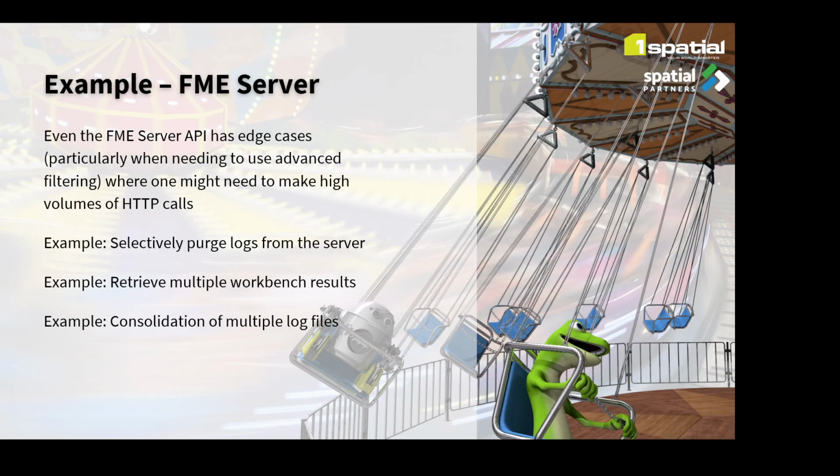And lastly, even the mighty FME Server API has some edge cases that we have encountered, particularly if you need to do some kind of advanced filtering on some of its endpoints. So if you want to automate the automator, there might be cases where you have to make high volume HTTP calls. This might be a case, for example, of selectively purging logs from the server based on the workbench properties, or if you need to bulk retrieve multiple workbench results at the end of their execution, or potentially consolidate multiple log files.